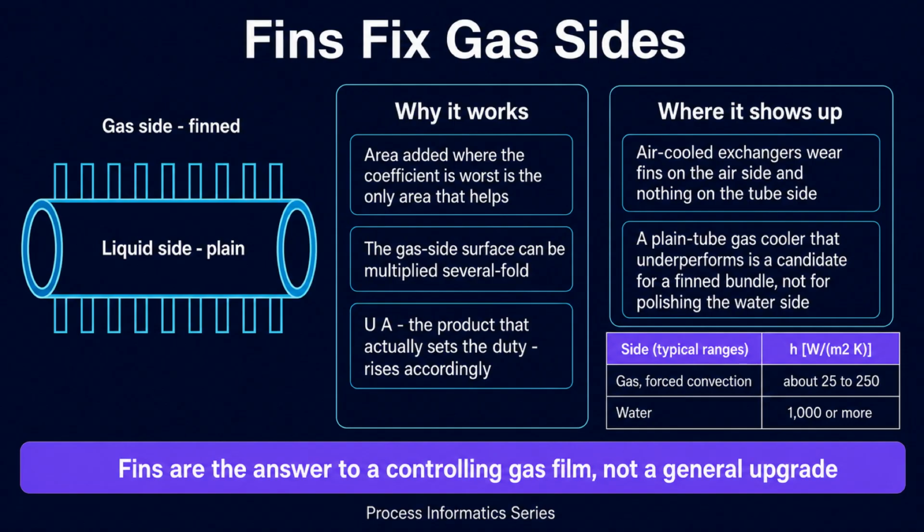Look again at Q equals U A delta T. U is held down by the worst film, but the gas side surface can be multiplied several-fold, and UA, the product that actually sets the duty, rises accordingly. That is why a plain tube gas cooler that underperforms is usually a candidate for a finned bundle rather than for polishing the water side. As typical ranges, a gas in forced convection gives roughly 25 to 250 watts per square meter Kelvin, while water gives 1000 or more, so the comparison is rarely close. Fins are the answer to a controlling gas film, not a general upgrade.